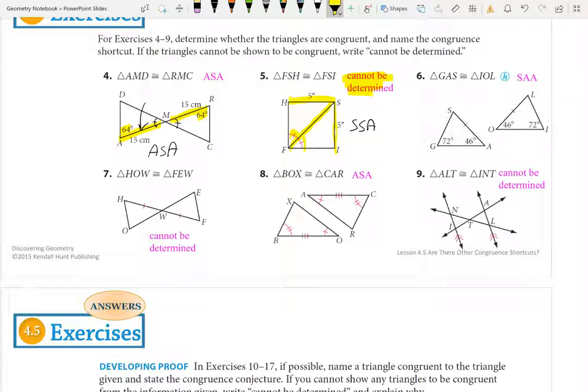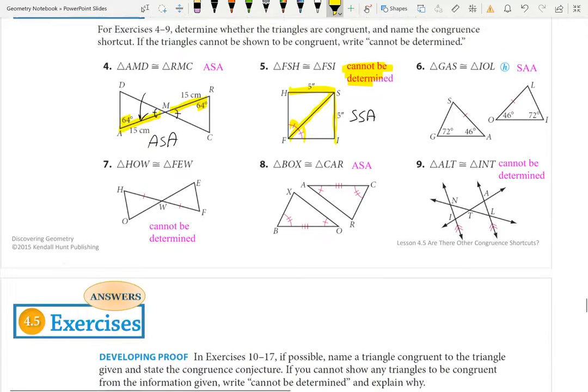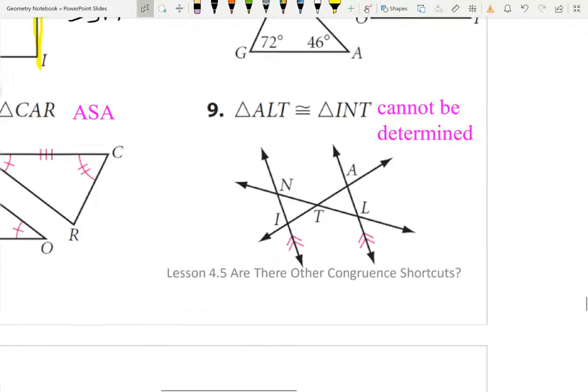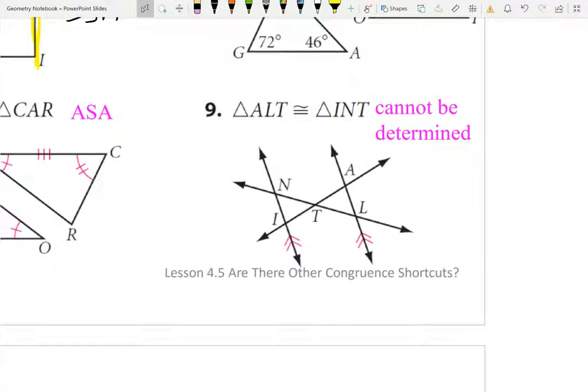Next, we'll do 9, 11, 13. Number 9, here we go. Is triangle ALT congruent to triangle INT? ALT and INT, well, let's see here. So we know these angles are congruent to each other. And alternate interior angles are congruent. So this angle is congruent to this angle. And this angle is congruent to this angle.